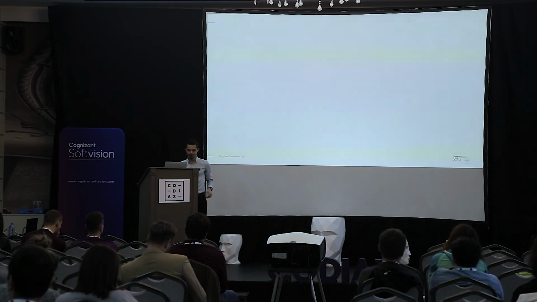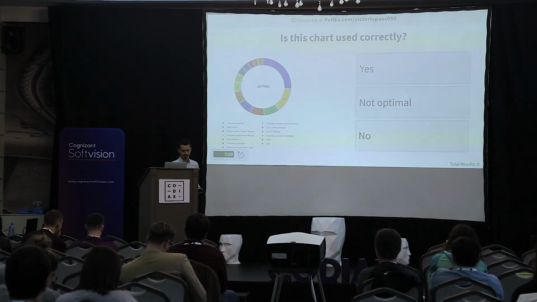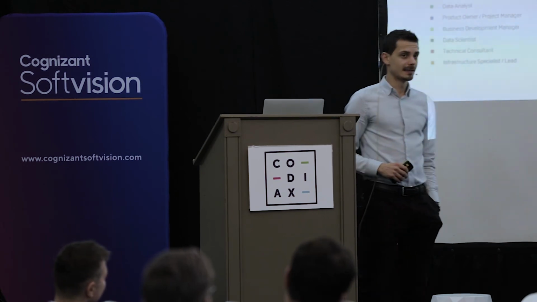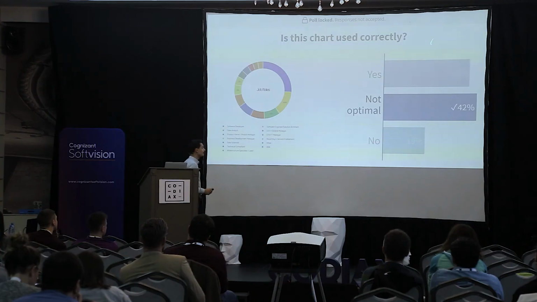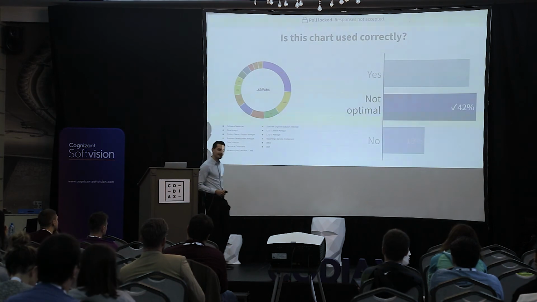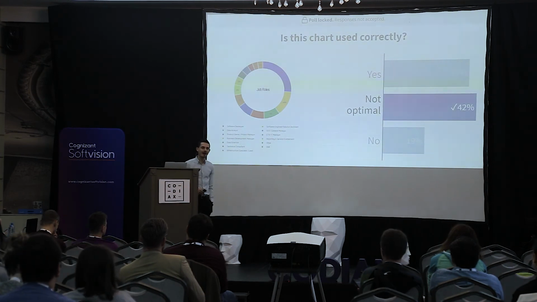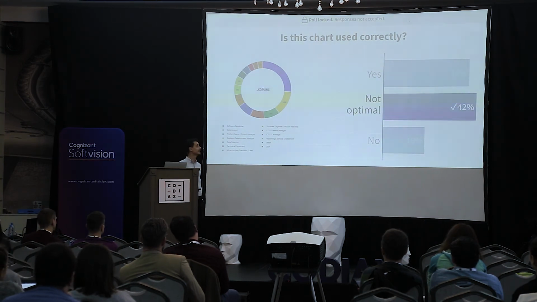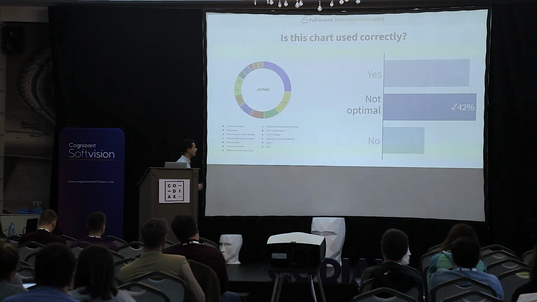Next one. Most of you said it's not optimal. This is great. Some of you said yes. What have I talked about earlier with the pie charts? 3, 4 values at the most. This is a donut chart, I know, but the same rule still applies. Too many values, too many colors.